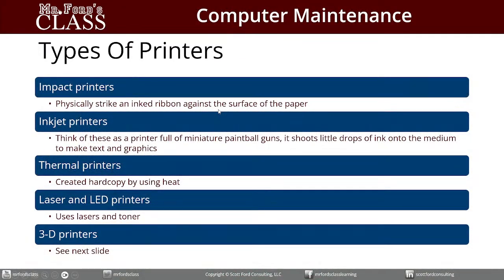So different types of printers are impact printers. These actually leave a mark on the paper. A thing strikes the ink ribbon. The ink ribbon strikes your paper or whatever you're printing it on, and it leaves a mark. We have inkjet printers, which shoot little drops of ink. They're like a bunch of little paintball guns.